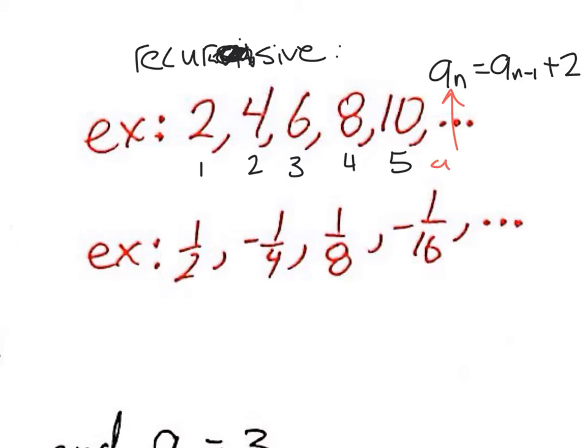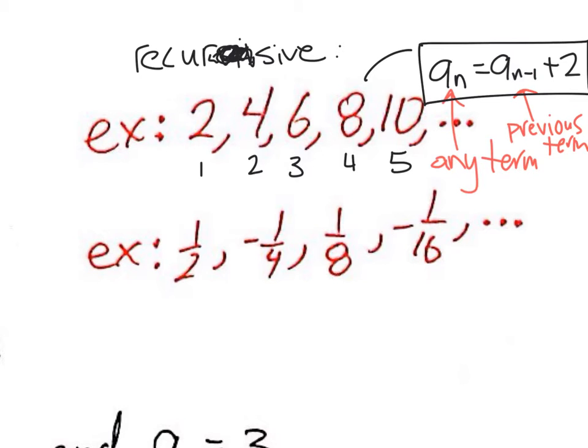So if we assign words to them, this is any term, and this is the previous term. Meaning if this is 10, this is 9. If this is 5, this is 4. If this is 100, this is 99. So this is a recursive formula for this sequence of numbers.